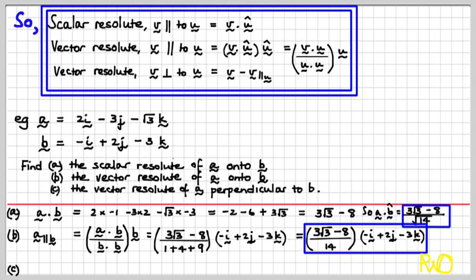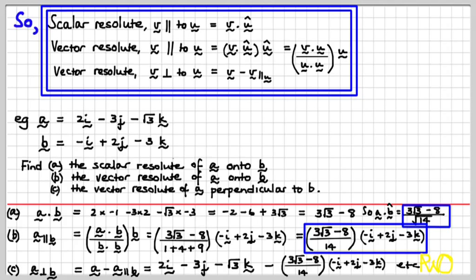The vector resolute of A perpendicular to B. Okay, well, that's easy. That's what I told you to do up here: you work out that it's just V minus V parallel to U. So A perpendicular to B is equal to A minus A parallel to B. There's A, and there's A parallel to B, which is this one up here.